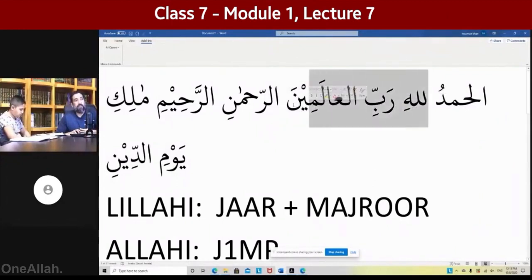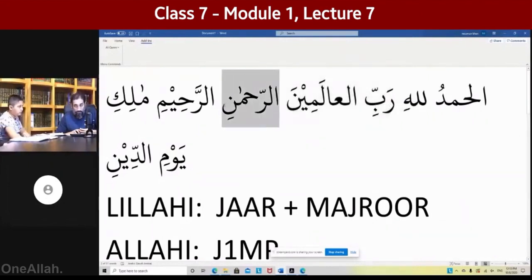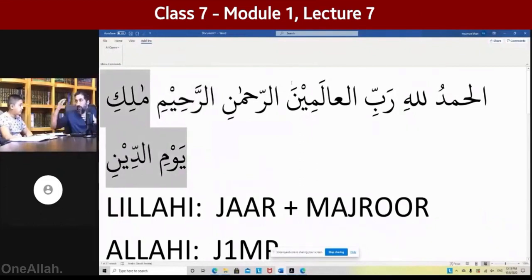Rabbil Alameen is adjective number 1. Ar-Rahman is adjective number 2. Ar-Rahim is adjective number 3. And Maliki Yawmiddini is adjective number 4. They're all connected to each other into 3 ayat. Alhamdulillahi Rabbil Alameen Ar-Rahmanir Rahim Maliki Yawmiddini.